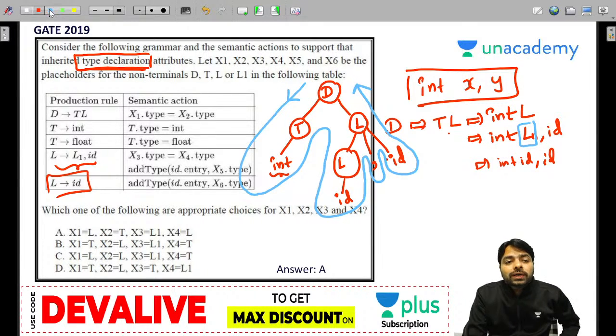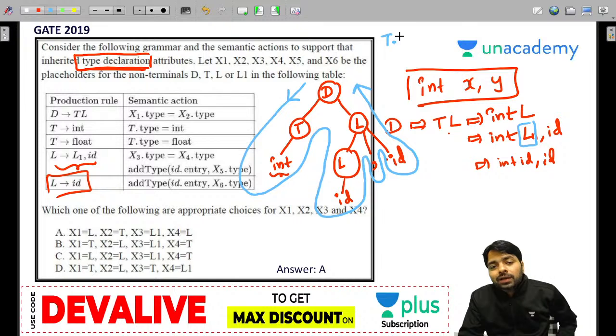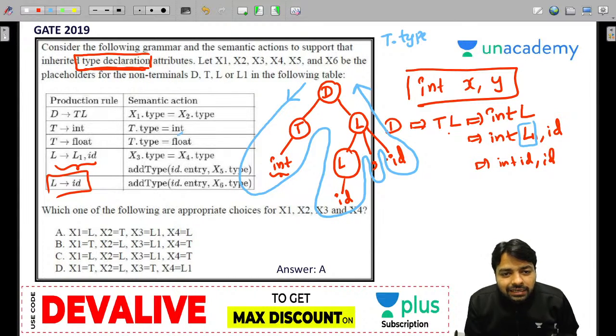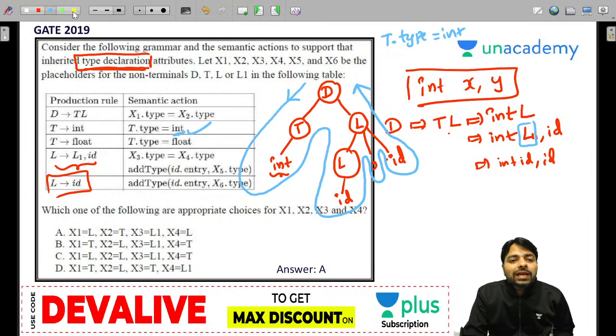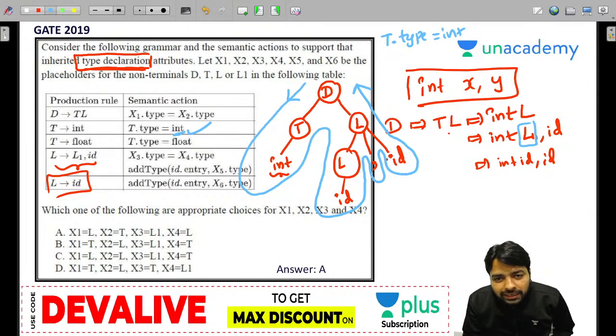So what we do here is T dot type we get here. Where is that? Int is already there. Yes or no? And so we assign here equal to int. I'm writing here equal to int, can you see that?